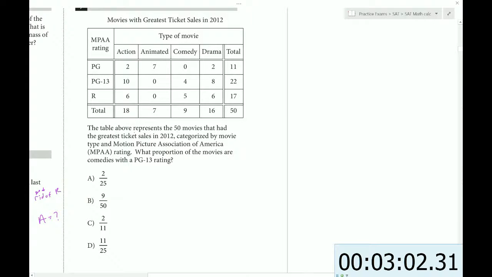The table above represents the 50 movies that had the greatest ticket sales in 2012, categorized by movie type and Motion Picture Association of America rating. What proportion of the movies are comedies with a PG-13 rating? So we go into the comedies and we go into the PG-13, and that's 4. So that's 4 out of a total of how many movies total? I believe there are 50 total movies. 4 out of 50 can be reduced to 2 out of 25. That's answer choice A.